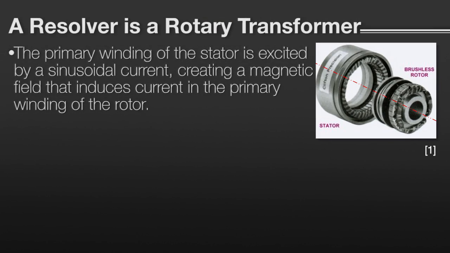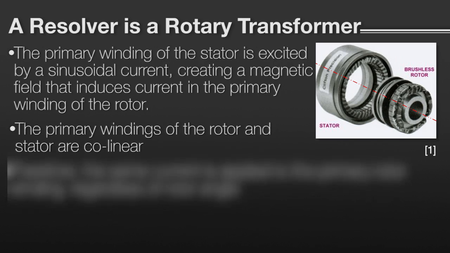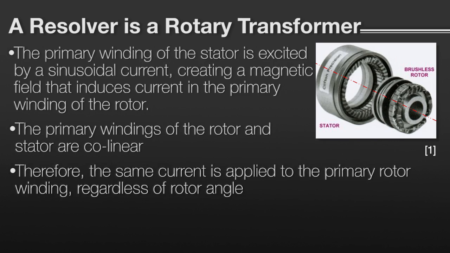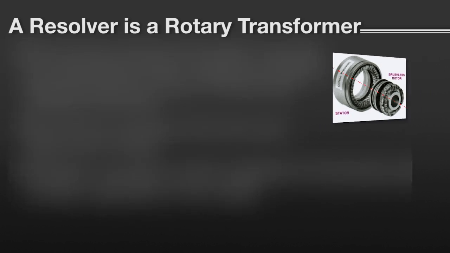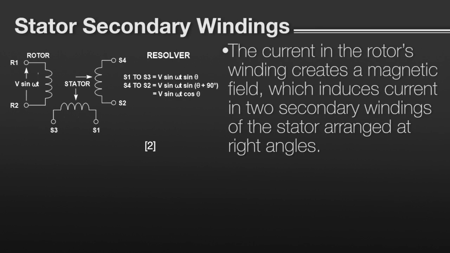The primary winding of the stator is excited by external AC current. Electromagnetic induction induces current in the first winding of the rotor. Because these windings are collinear along the axis of the resolver, the same current is induced in the first winding of the rotor, regardless of the rotor's angular position. Current then flows to the second winding of the rotor.